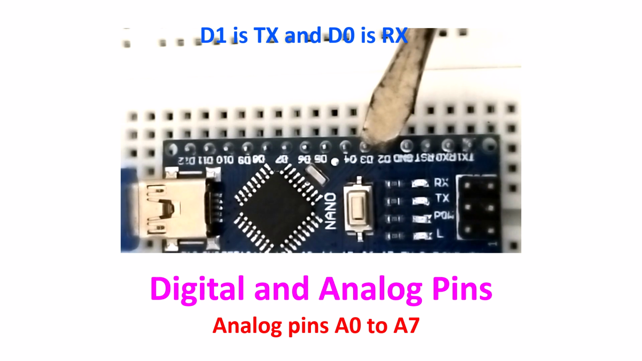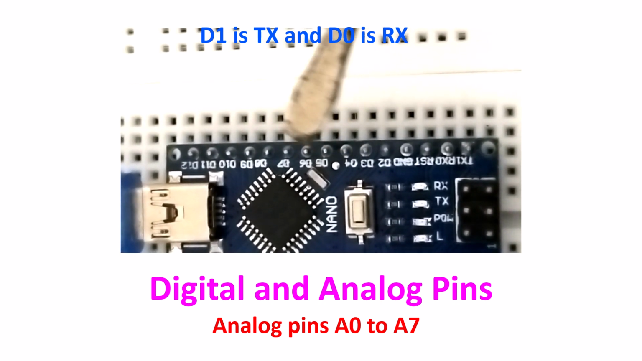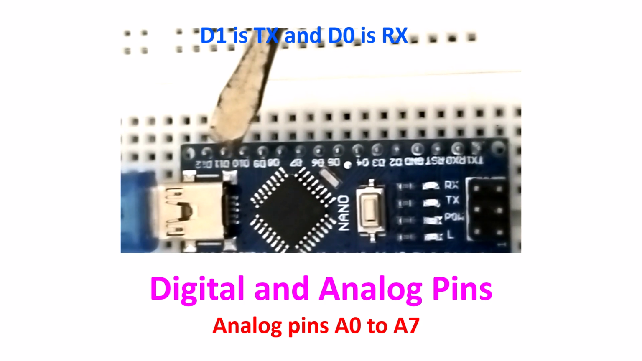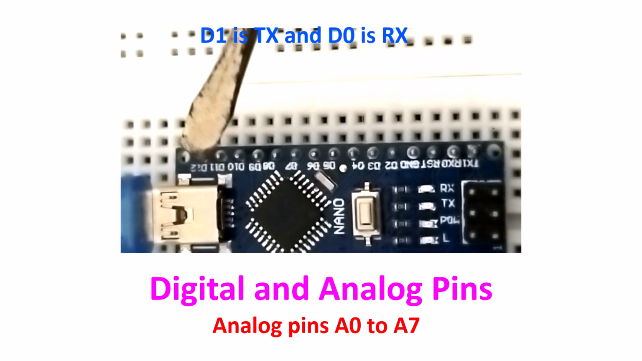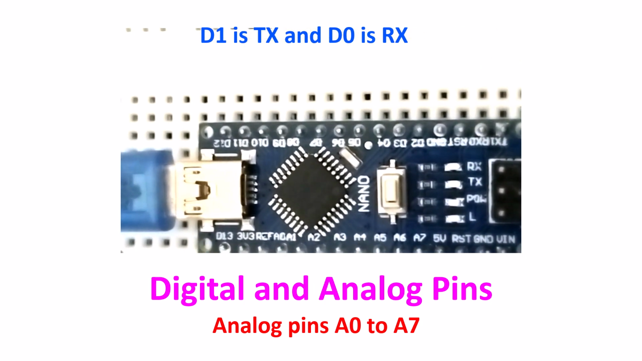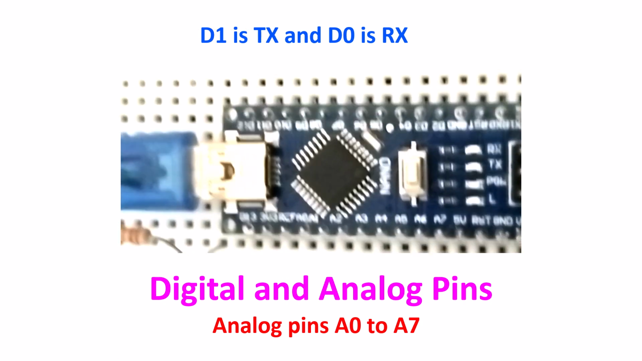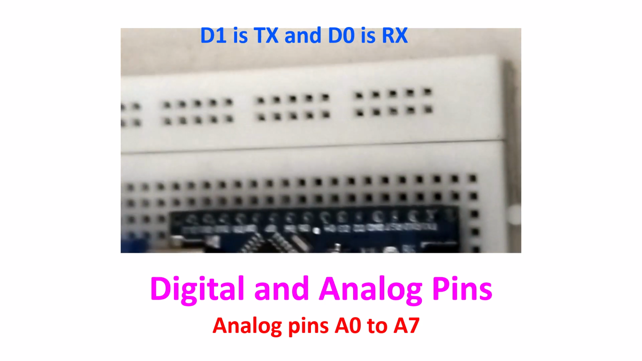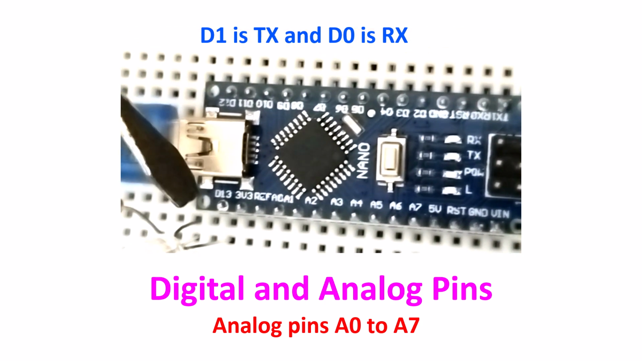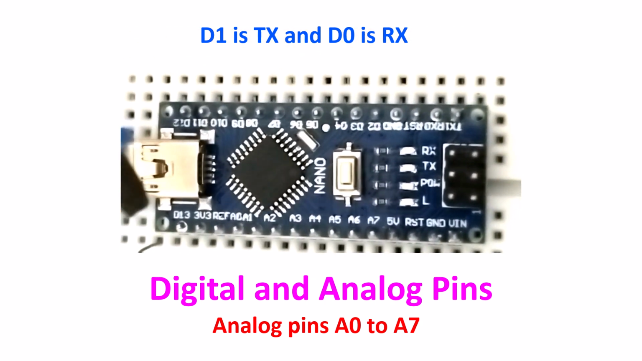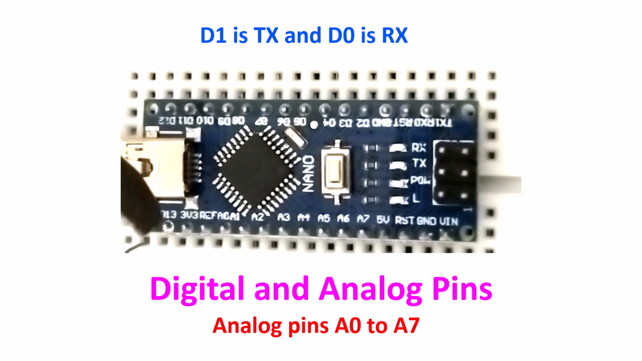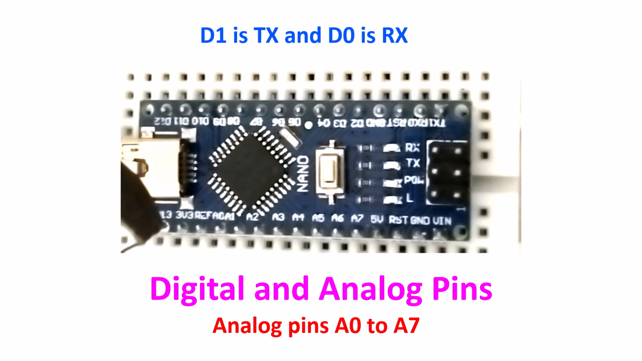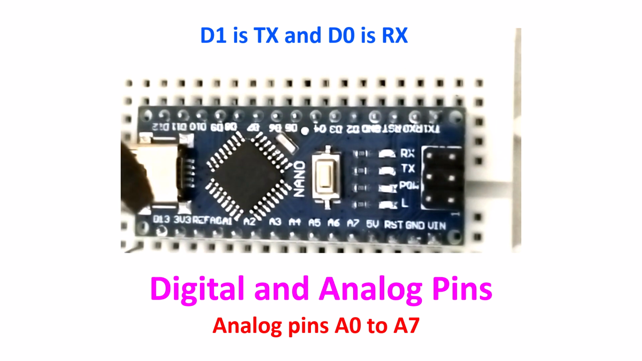D2, D1, D3, D4, D5, D6, D7, D8, D9, D10, D11, D12. They are all the digital pins. And D13 is on the opposite side. You can see D13 here. And near the D13 there is 3V3, that is the 3.3 volt output that I had shown yesterday.